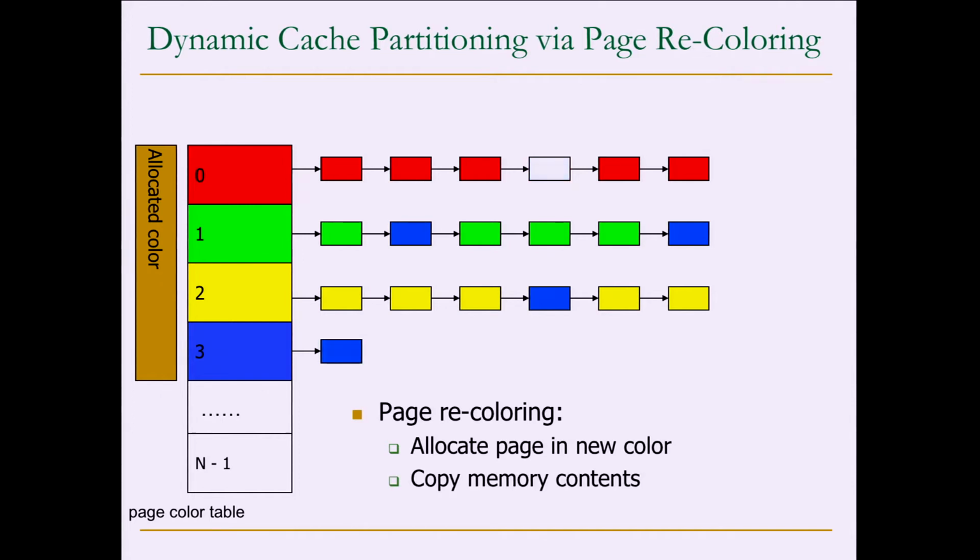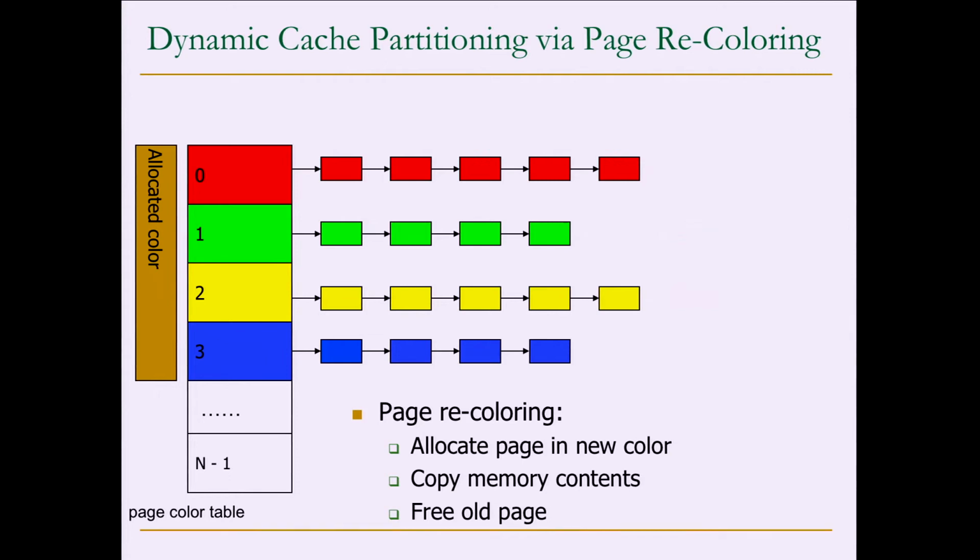Copy memory contents from this physical page to this physical page of some other color, because these are really different locations, and free the old page. And you do that, and you achieve some other balance. Right? So there's a lot of cost associated with this. We moved 4 pages over here. That's 4 times 4 kilobytes of data movement. Actually, you read 4 kilobytes, and you write 4 kilobytes.